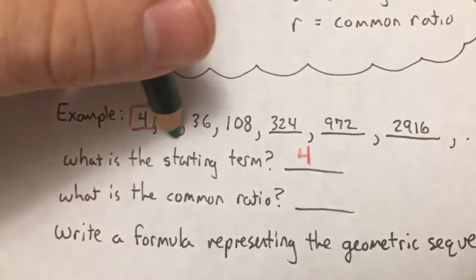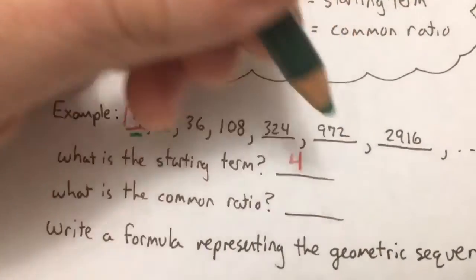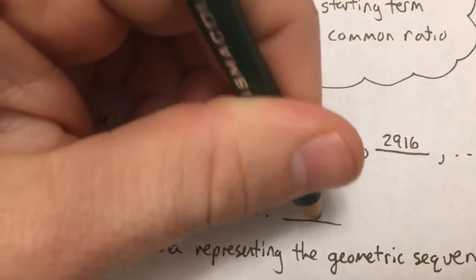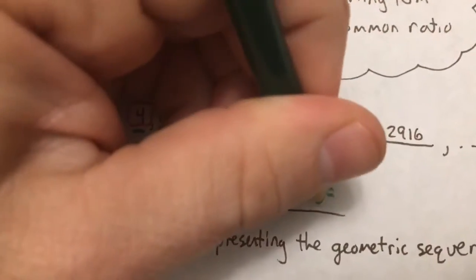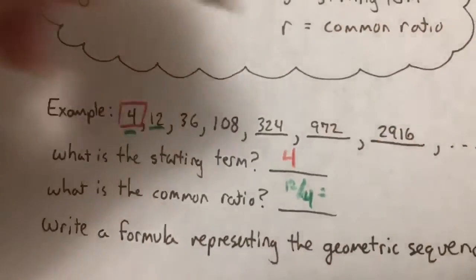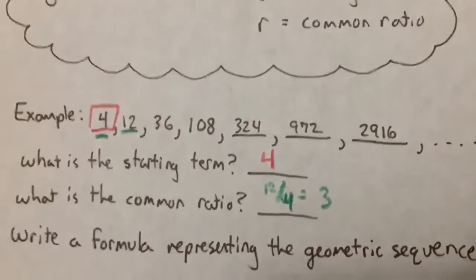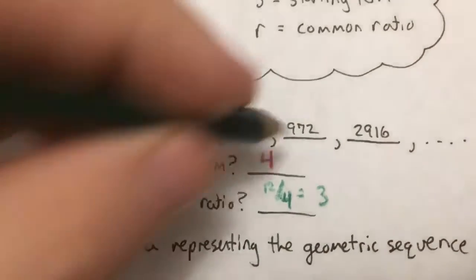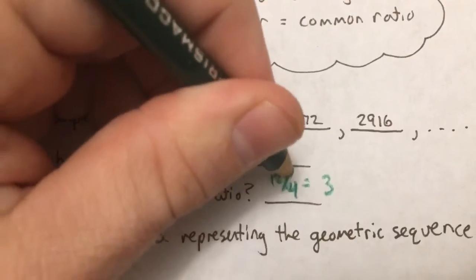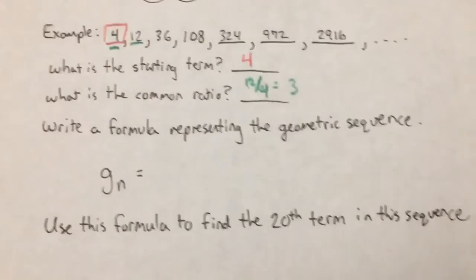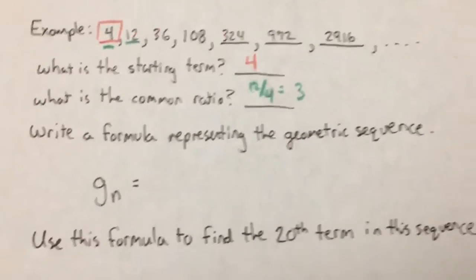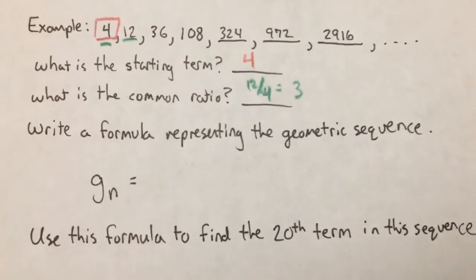So remember, it's the second term divided by the first term. So 12 fourths, or 12 divided by 4, which gives us 3. So there is our common ratio. Let me fix that. There we go. All right, so now we're going to use this information to write a formula representing the geometric sequence.